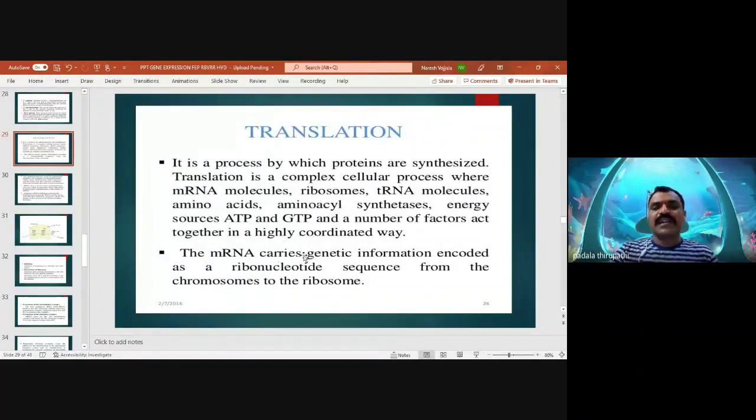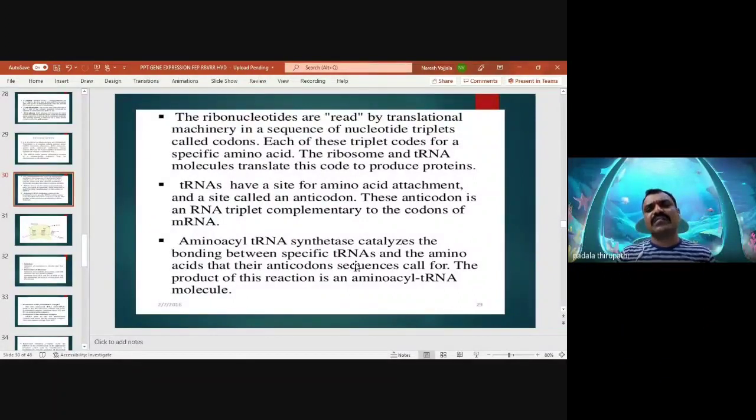The mRNA carries genetic information encoded as a ribonucleotide sequence from the chromosome to the ribosome. Then the ribonucleotides are read by the translation machinery in a sequence of nucleotide triplets called codons. We know that our genetic code is a triplet code, so nucleotide triplets are called codons. Each of these triplets codes for a specific amino acid.